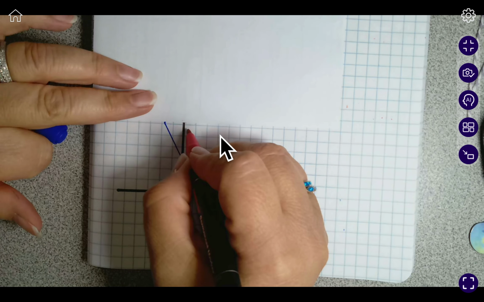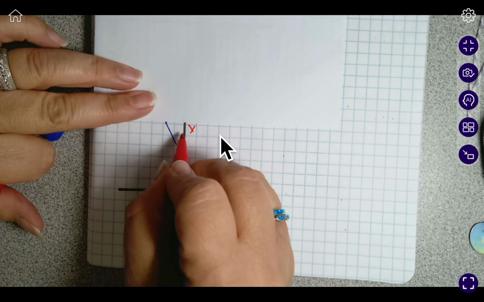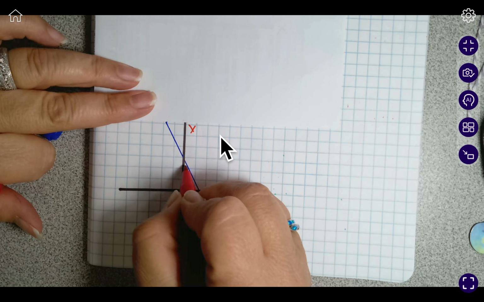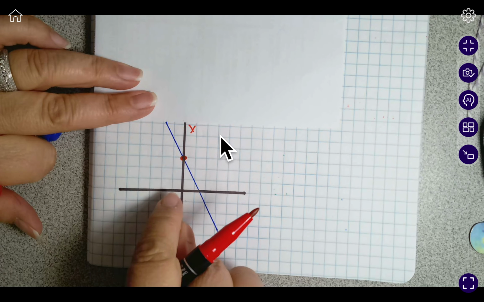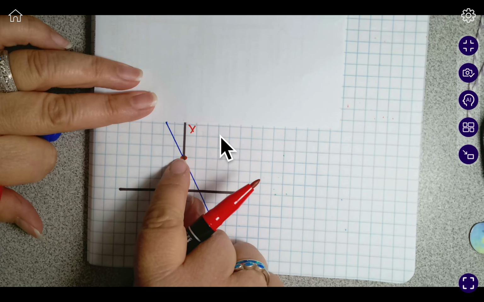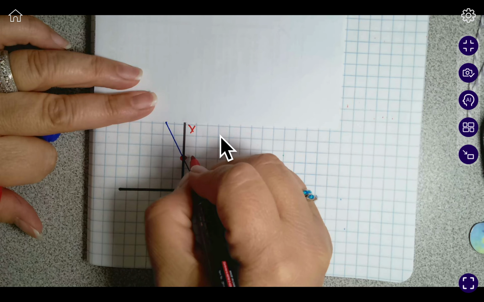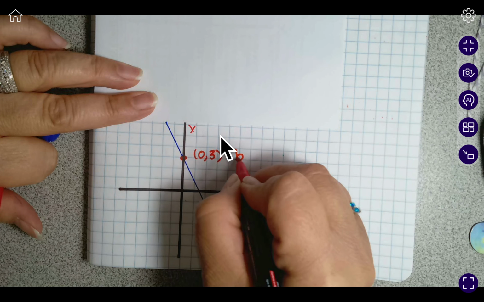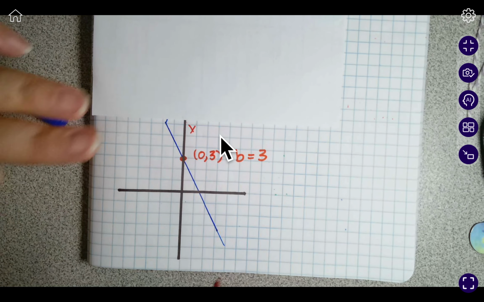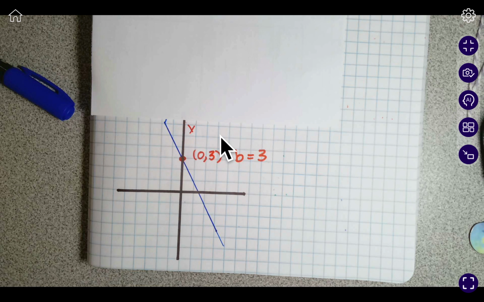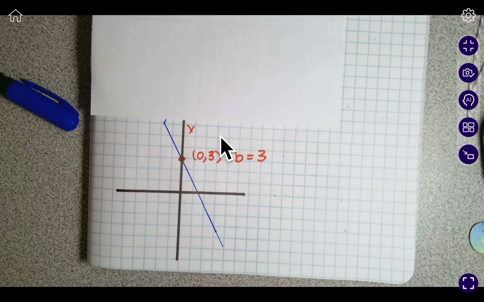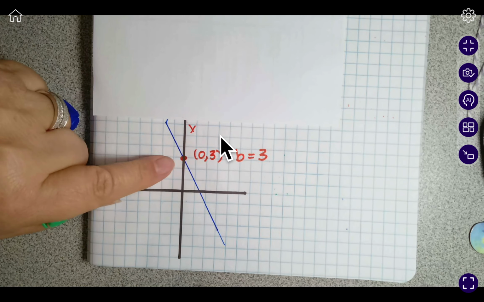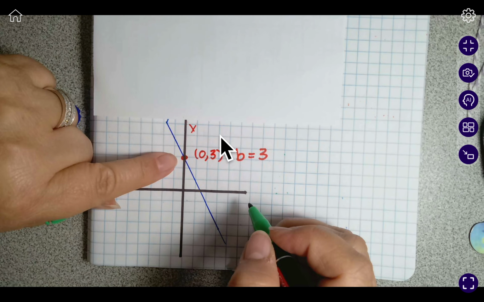well, this is my y-axis. So where it crosses the line is right there. So that's at 1, 2, 3. So b equals 3. And my slope, you have one point here. I'm going to find another one.